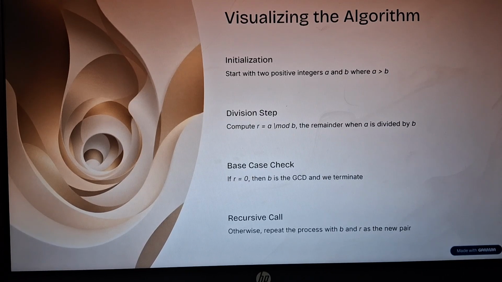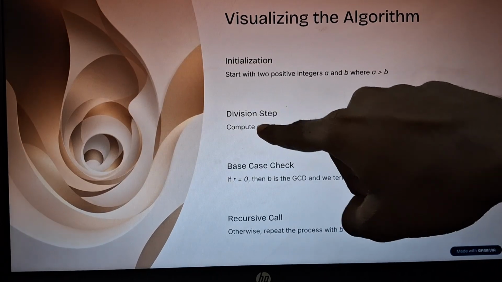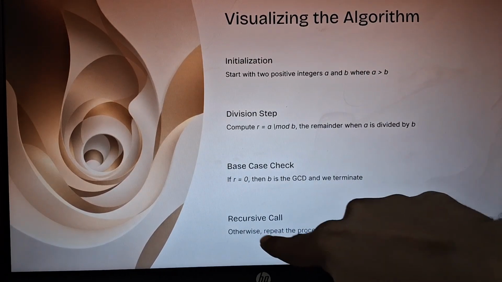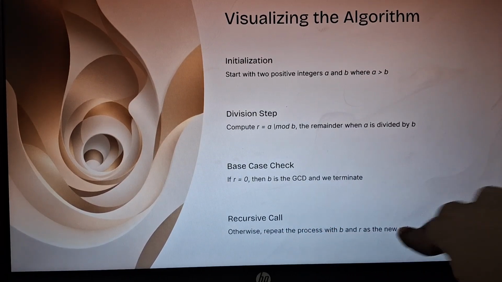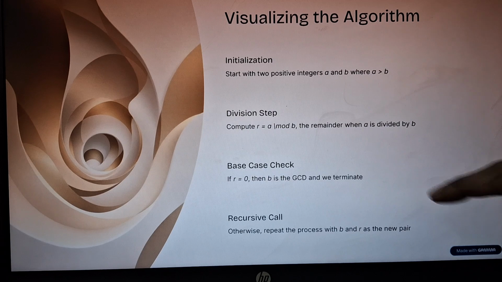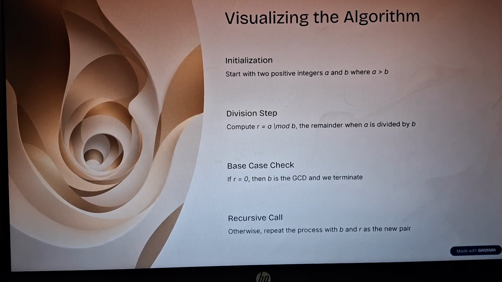But if the remainder we get after the division step is not 0, we continue this until we get the remainder 0. That is a recursive call. Repeat the process with b and r as the new pair. I know you might not feel very comfortable with this oral teaching method. Let's then take an example.